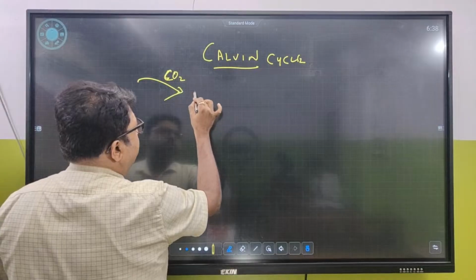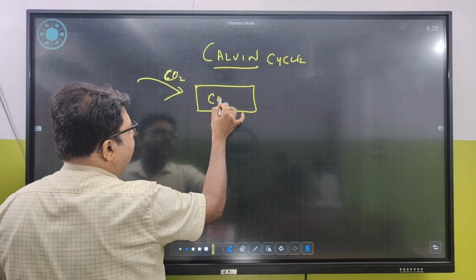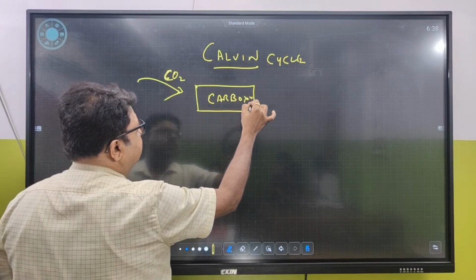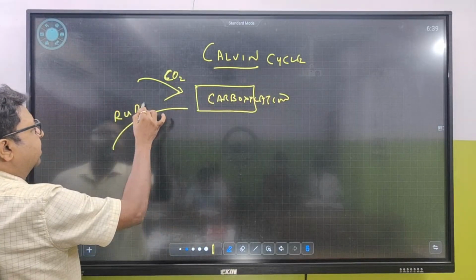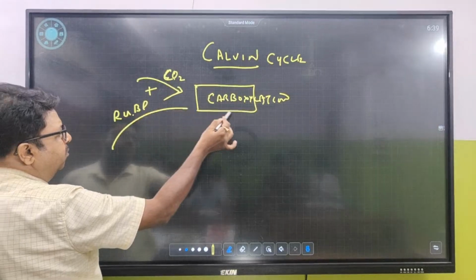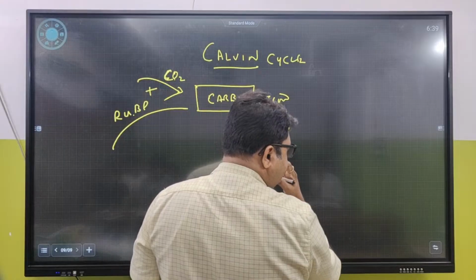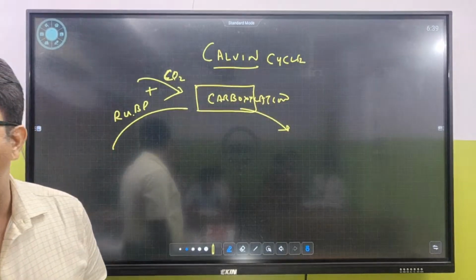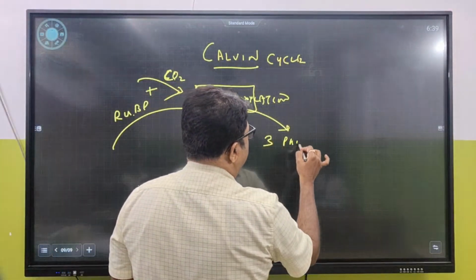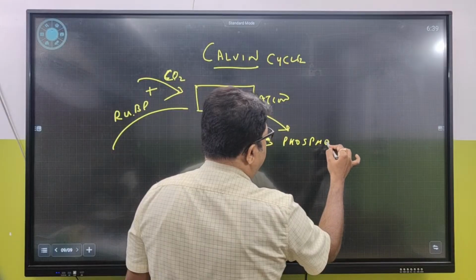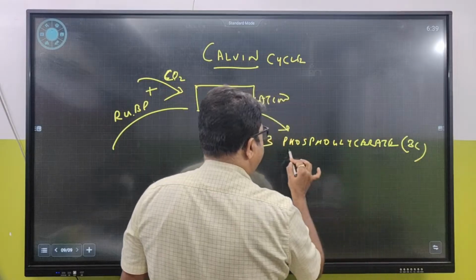Clear? Who is absorbing that? RuBP. They have written carboxylation here, and RuBP here. So CO2 plus RuBP will give you what? Due to carboxylation, you'll be getting what? PGA. They have given 3-phosphoglycerate. How many carbons? 3 carbon. This is the first stable compound.